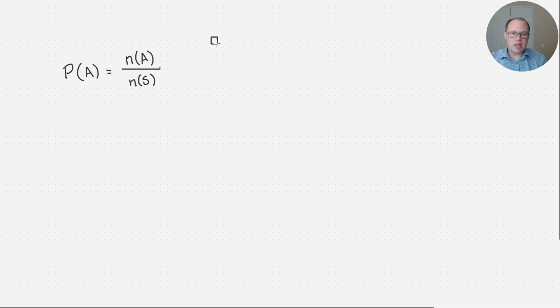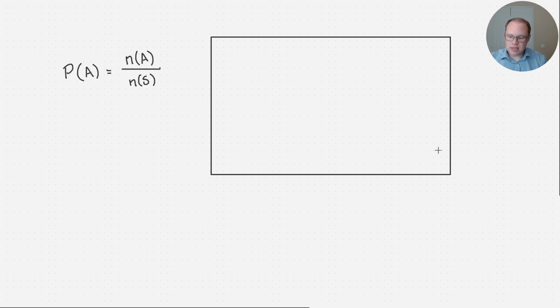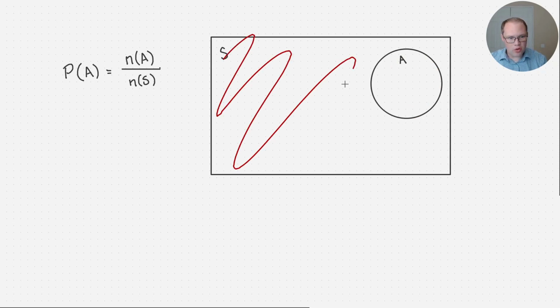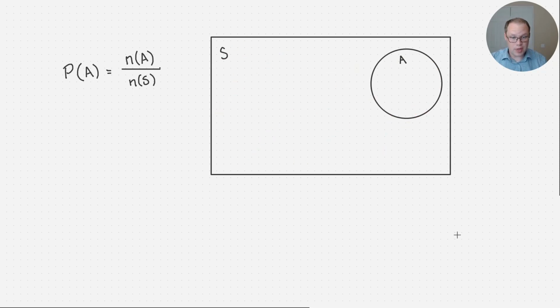Graphically, we might think about this as, we've got this sample space S here, and let's say this is A over here. And so we just count all the outcomes that are in here and divide it by all the total outcomes possible, right? But what if we have additional information?